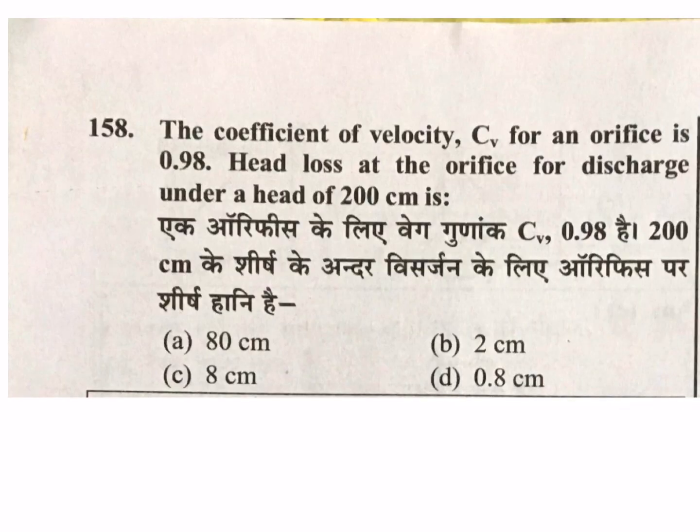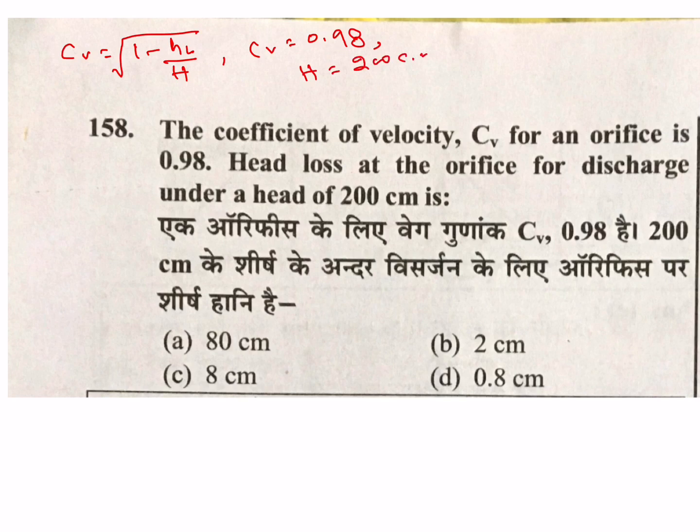Question 158. The coefficient of velocity Cv for an orifice is 0.98. Head loss at the orifice for discharge under a head of 200 cm is how much? So you have to calculate the HL value, the head loss. The formula for the orifice is Cv equal to root over of 1 minus HL divided by head H. Cv is given as 0.98, and head is given as 200 centimeter. All options are in centimeter, so no need to convert.